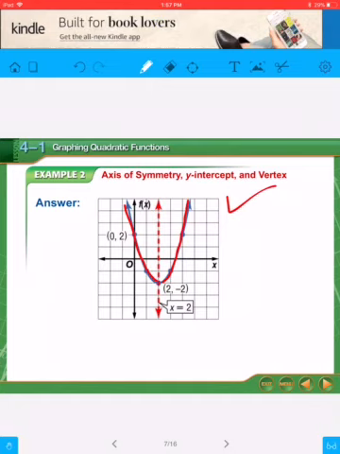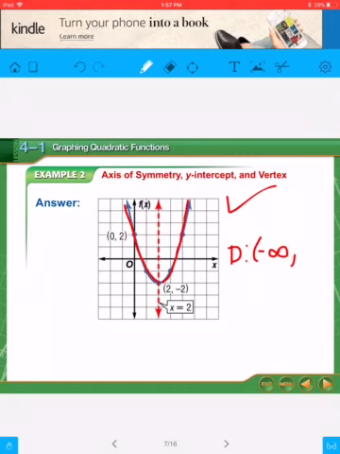We can also talk about the domain and range. So domain, it's going on and on and on forever to the left. There is no restriction to the smallest x value we can plug in. So we go from negative infinity, and then we're going on and on forever to the right as well. There's no restriction to how big of an x value we can plug into our equation. So we go to positive infinity.